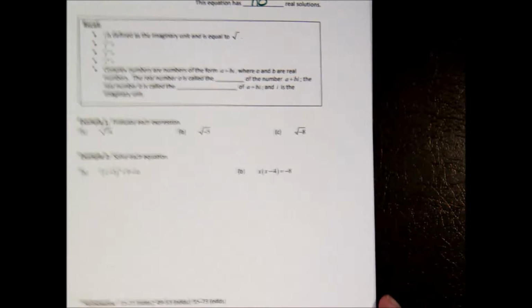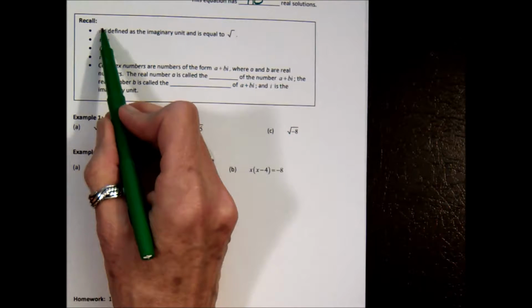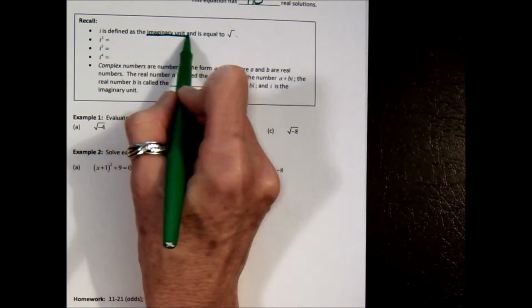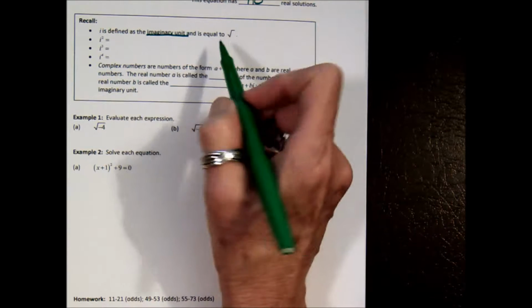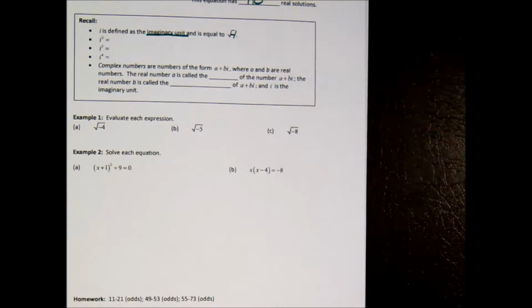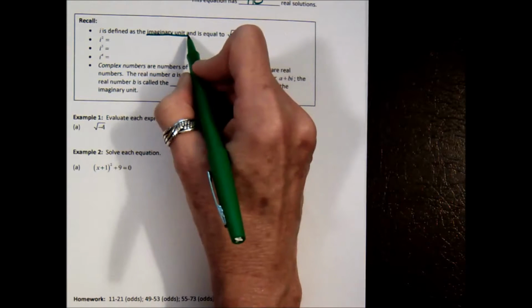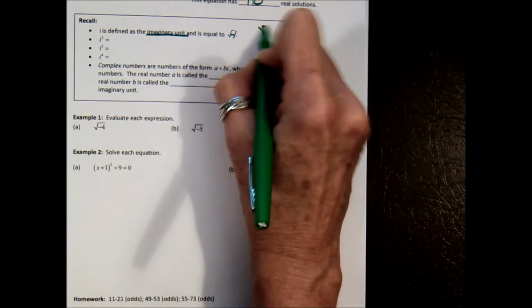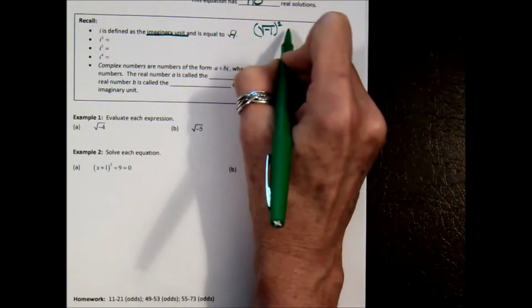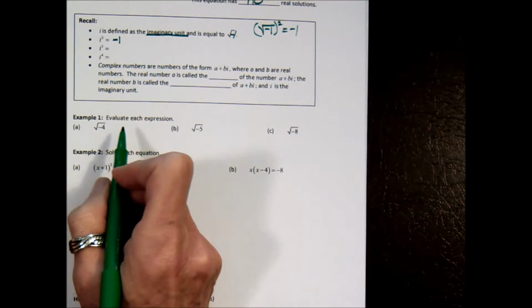So we're going to talk about imaginary numbers, which we call i. So i, a little lowercase cursive i, is defined as the imaginary unit, and it's equal to the square root of -1. So that means that if I take the square root of -1, which is i, and I square that, I get -1. So i squared is -1, which doesn't happen in the real number world.